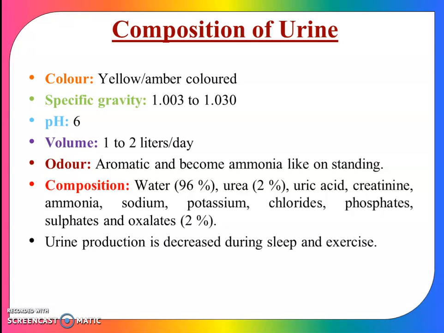Generally, urine is yellow or amber color. Its specific gravity is 1.003 to 1.030, having acidic pH of 6. Near about 1 to 2 liters of urine is excreted per day. And about the odor, it is aromatic and becomes ammonia like on standing.